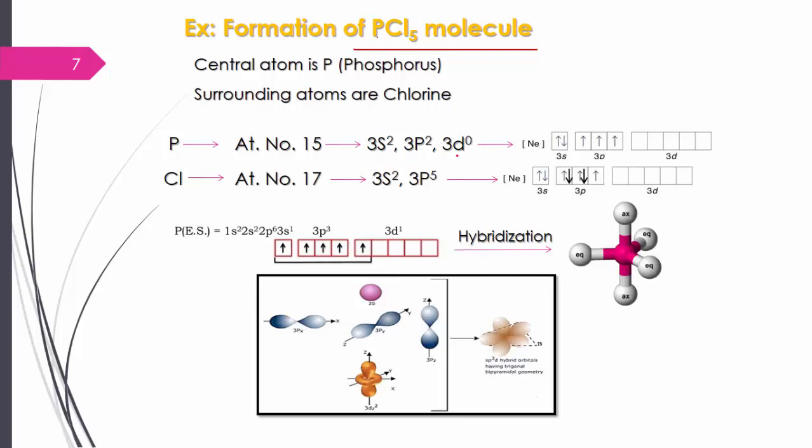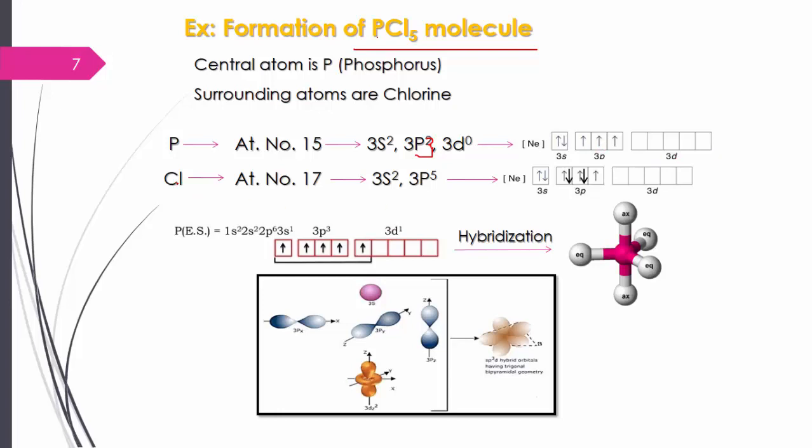Sorry, because the atomic number is 15, it requires 3s2, 3p3, 3d0. Here we can see the electronic configuration of phosphorus in the ground state. 3s2 is fulfilled, and 3p consists of 3 unpaired electrons, and 3d is vacant.